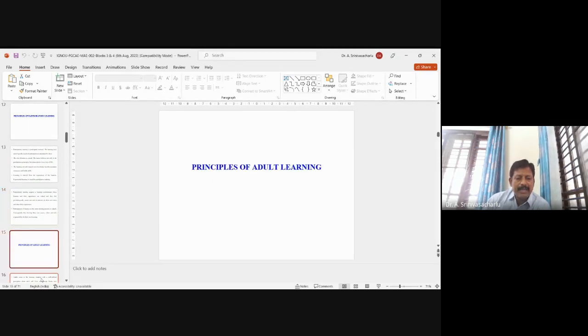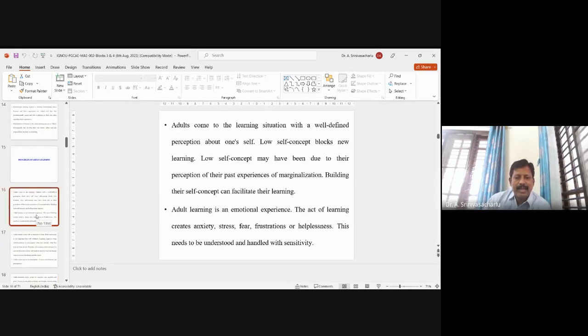Then, the principles of adult learning I was discussing. Already I told you adults come with their own self. Let us respect that self. Generally, some of them have a low self-concept. And adult learning is an emotional experience. Please remember this. Emotional. That means it should be positive only.